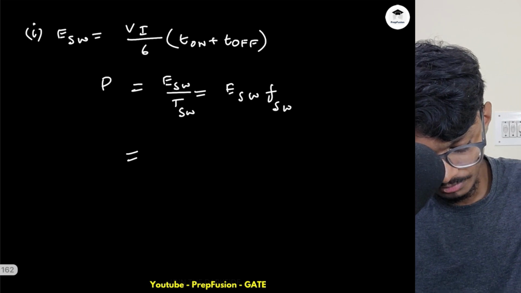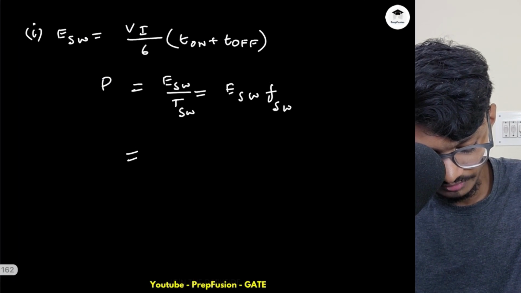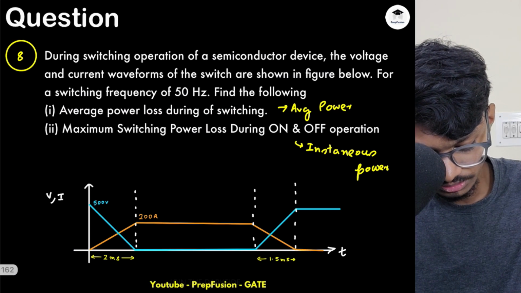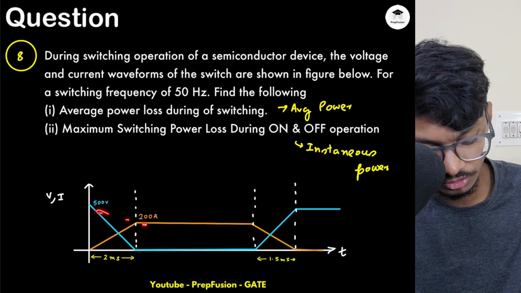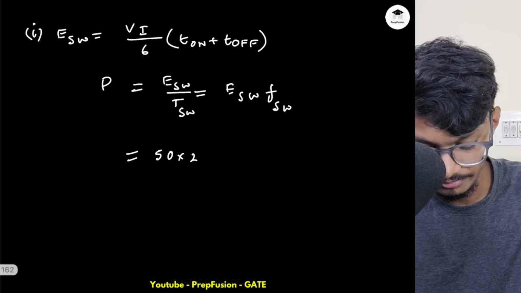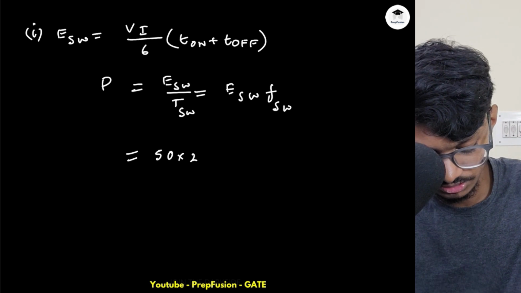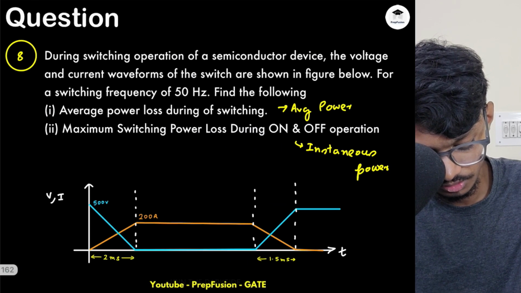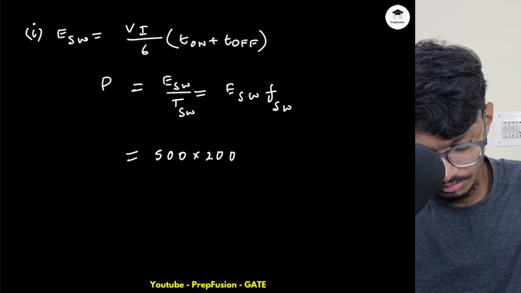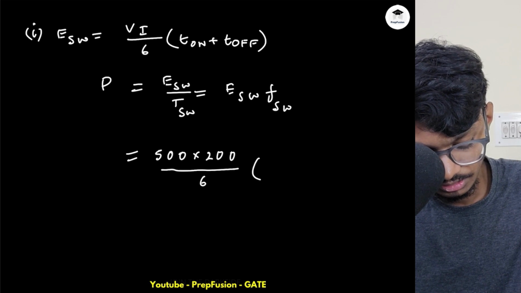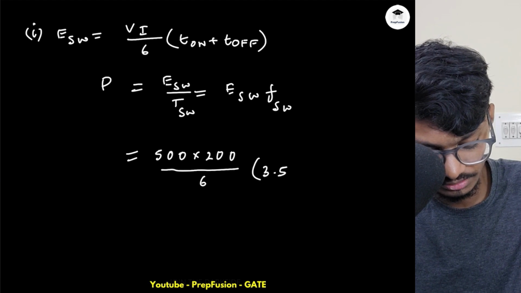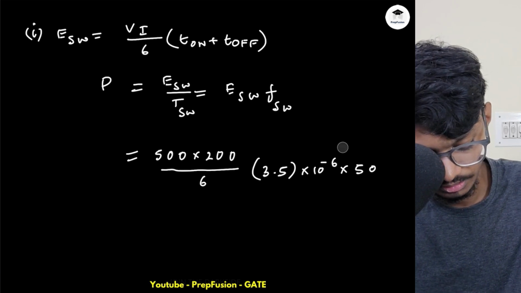So what is V? V is 500. I will write 50 into 2, because the other 3 zeros will get cancelled with this milliseconds. So I am just doing the computations here, or just to make everything clear, I will not do that. So 2 into 200 divided by 6 into T on plus T off, that is 2 and 1.5, this is 3.5, into 10 raised to power minus 6, into 50, not 6, sorry, minus 3.